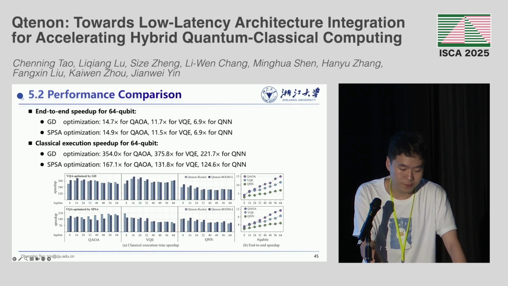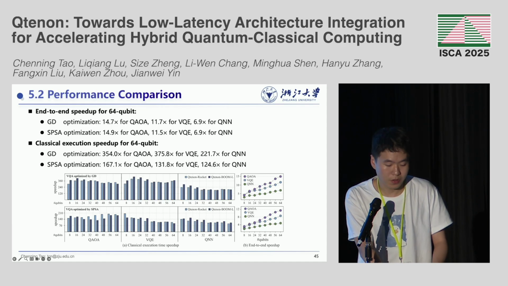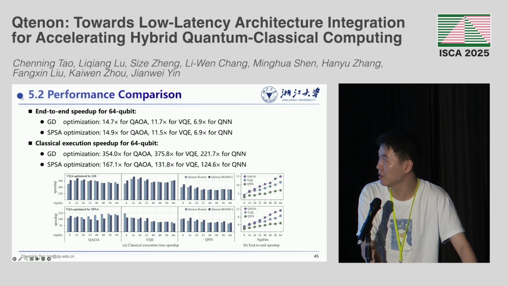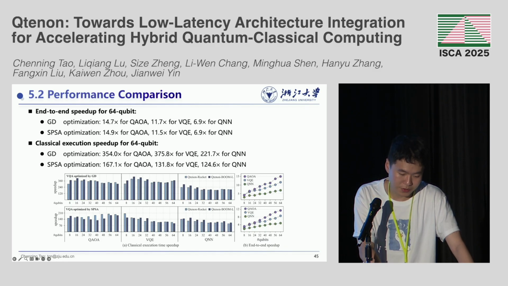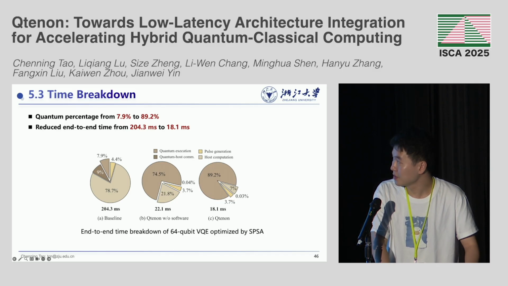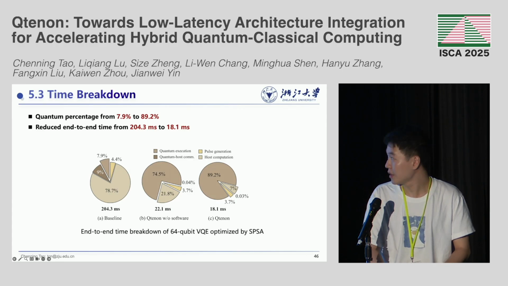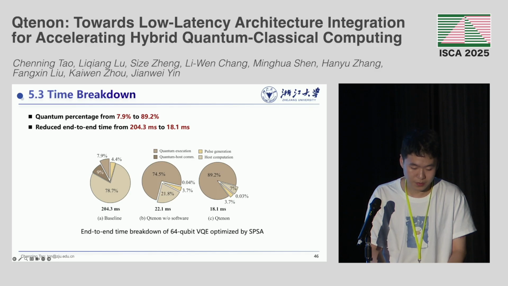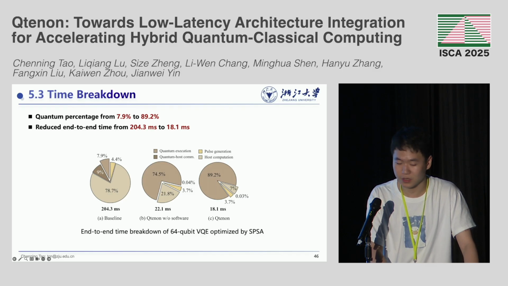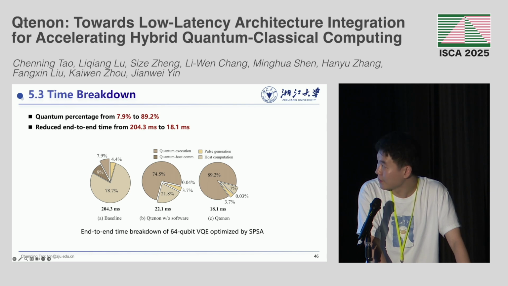The overall performance comparison is shown in this figure, and we achieve about 300 times optimization on the classical side and about 15 times on the end-to-end result. We also show an example time breakdown of our system performance. We can see we have increased the quantum percentage from only 8% to 19%, and reduced the end-to-end time from 200 milliseconds to 20 milliseconds. Other detailed performance analysis can be found in our paper.